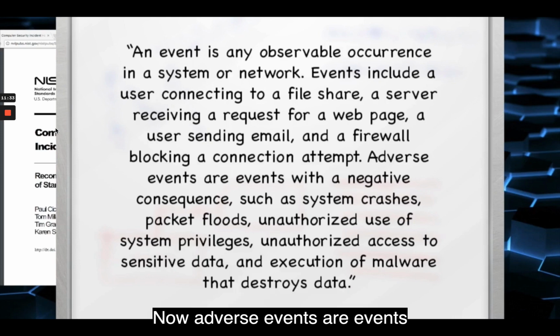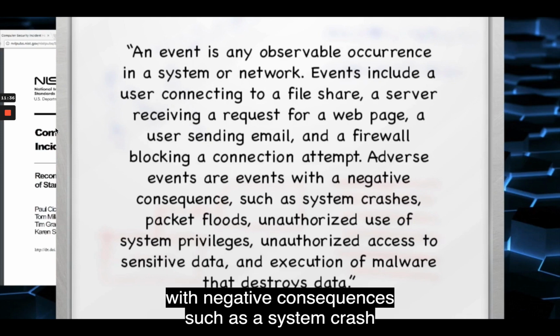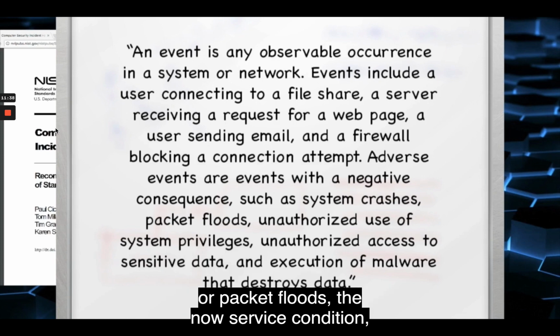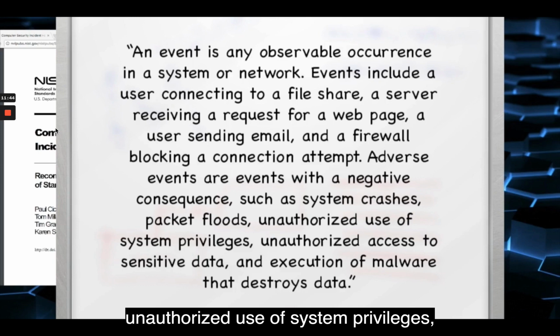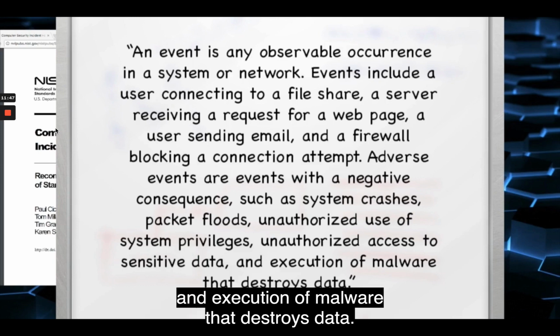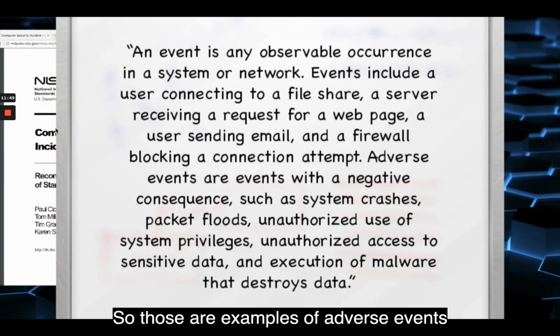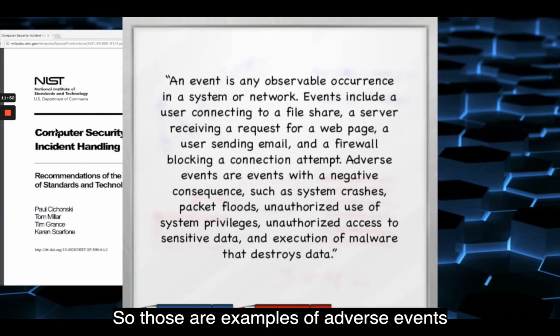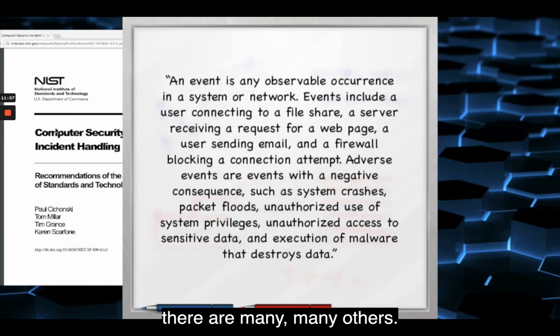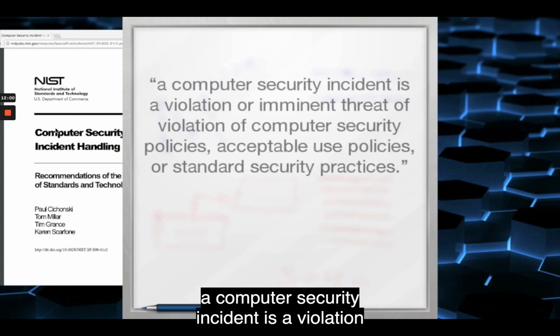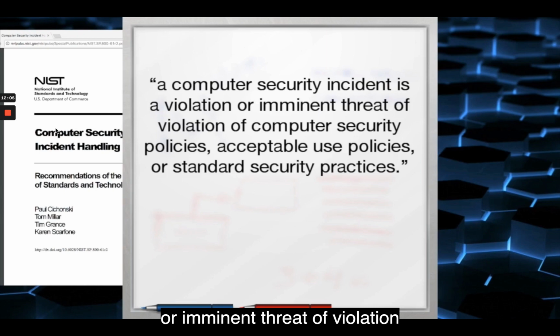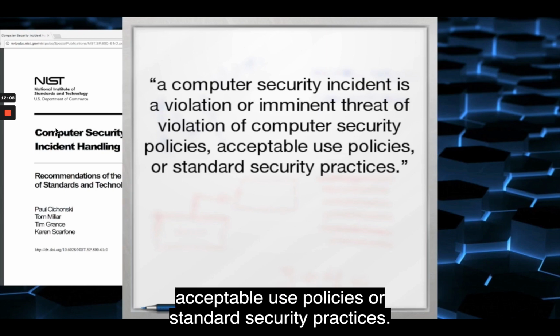Now, adverse events are events with negative consequences, such as a system crash, packet floods, a denial of service condition, unauthorized use of system privileges, unauthorized access to sensitive data, and execution of malware that destroys data, right? Those are examples of adverse events, negative events, and of course there are many others, right? Now, according to the same document, a computer security incident is a violation or imminent threat of violation of computer security policies, acceptable use policies, or standard security practices, right?